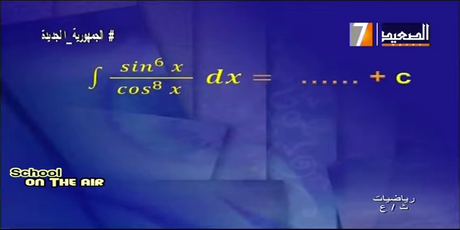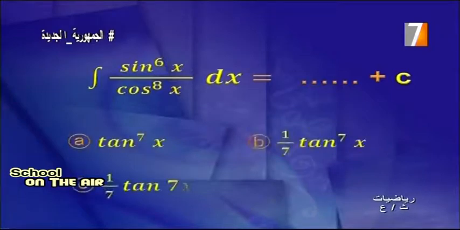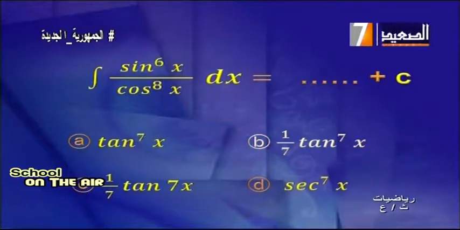Then the integration of sine power 6 x over cosine power 8 x dx equals: the correct answer is 1 over 7 tan power 7 x plus the constant c.